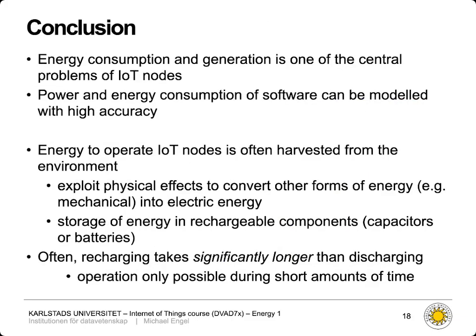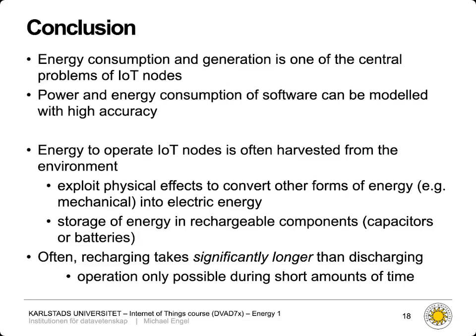So today we've looked at energy modeling and energy generation by energy harvesting, and we've seen that energy consumption and energy generation are both central problems of IoT nodes. We can model power and energy consumption of software nowadays with relatively high accuracy, and we've seen that the energy to operate IoT nodes can often be harvested from the environment. This exploits physical effects to convert other forms of energy, like mechanical energy, into electric energy, and we need some storage of the energy because very often energy is not available when we need it, but at other times. So we need to store it until we actually make use of it.